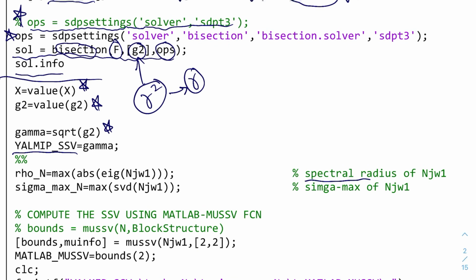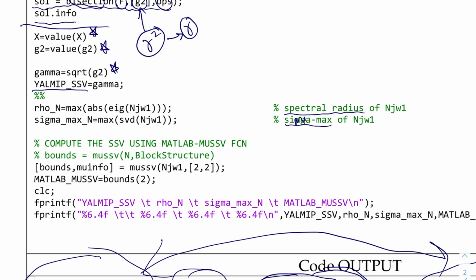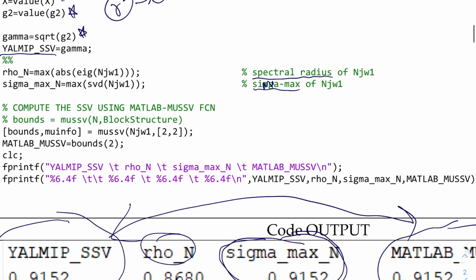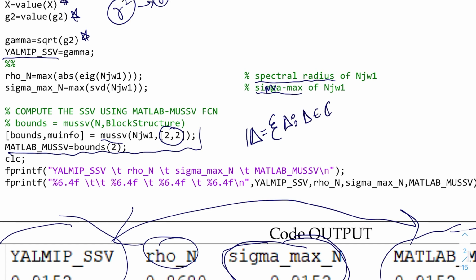Again, as in the previous cases, we also computed the spectral radius and sigma max. We are printing them. This part is the MATLAB mu SSV function, and 2 by 2 because our uncertainty has that structure. There is no structure at all, it's 2 by 2 complex.